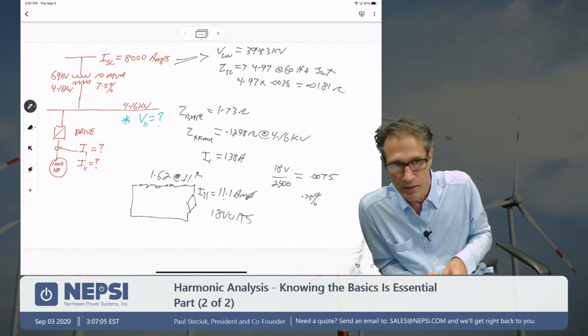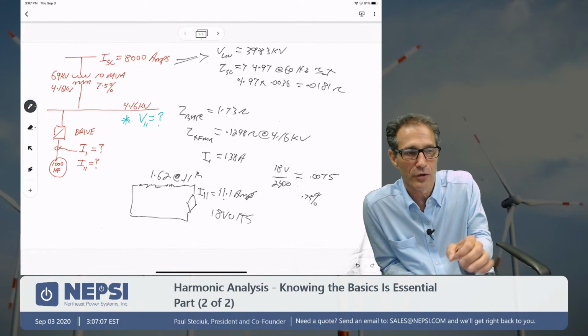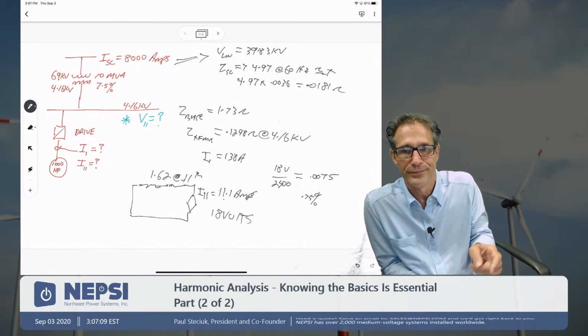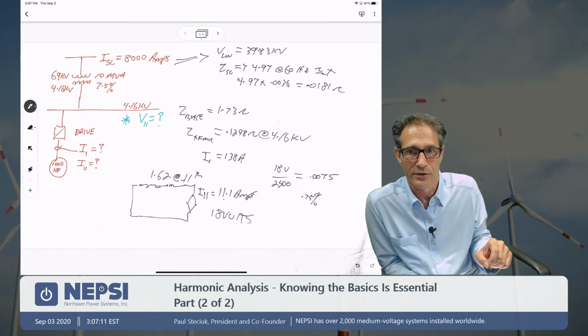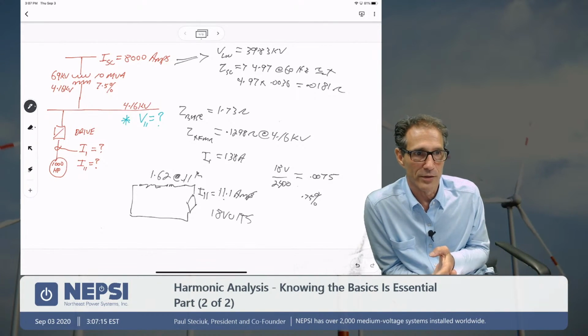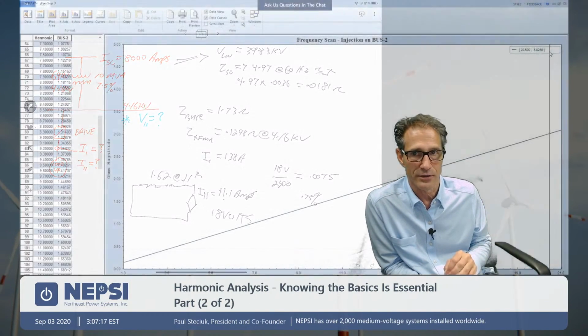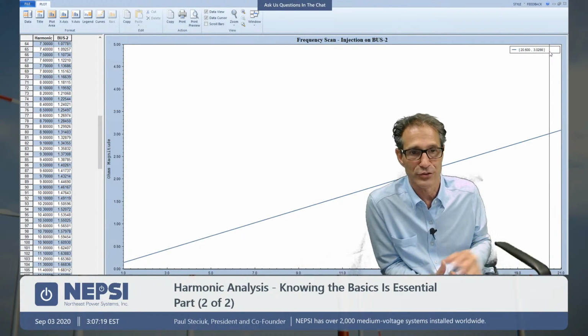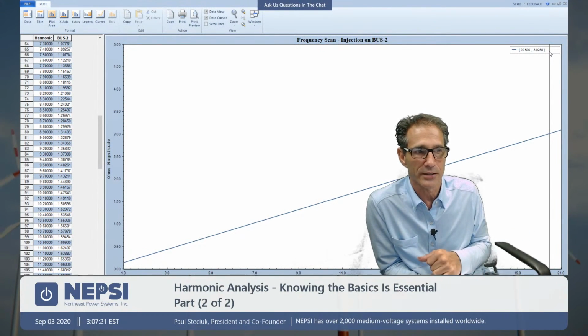So you can see that you should be able to go to your harmonic analysis program and do exactly what I did here. Whether you're using ETAP or CYME or any of the other programs, you should be able to go through this exercise and replicate, for sure, what you got.